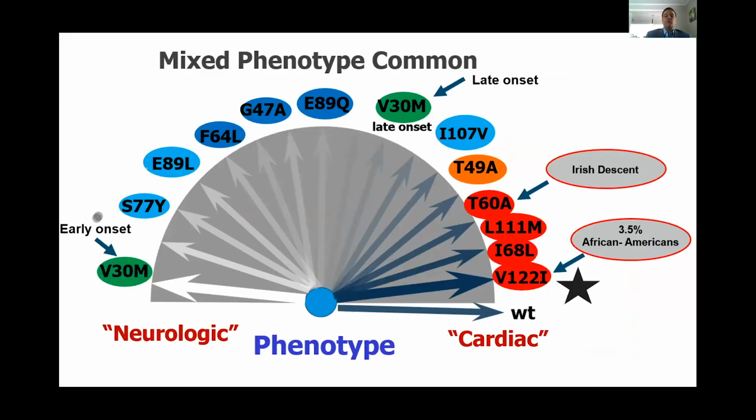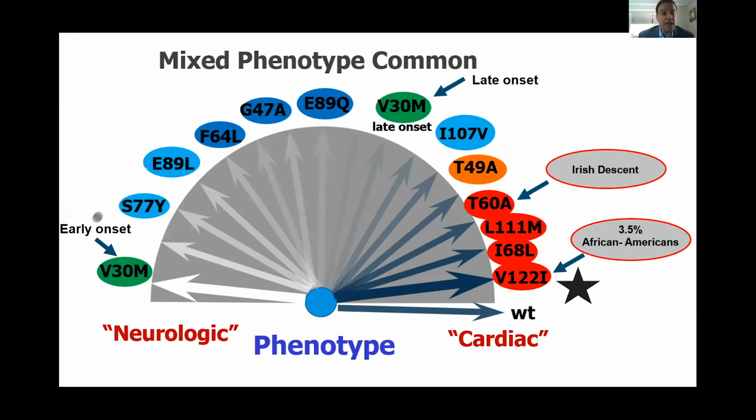Going back to a few of these mutations, I wanted to go in a little more detail. Again, the V122I mutation seen in African Americans is the most common in the United States. The second most common is this Irish. I'll make a brief, fascinating mention of this V30M mutation. In this case, you have methionine replacing valine at the 30th amino acid.